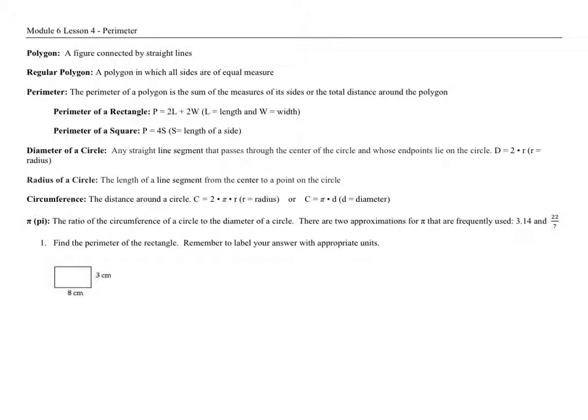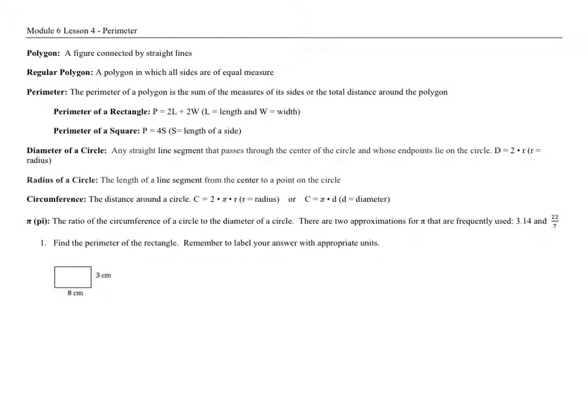And then we talk about various things with circles. The diameter of a circle is the distance across the circle through the center. And the radius of the circle is the distance from the center to a point on the circle. Circumference is the distance around a circle. And then pi is the ratio between the circumference to the diameter of a circle. And there's two approximations for pi that we're going to be using, 3.14 and 22/7.